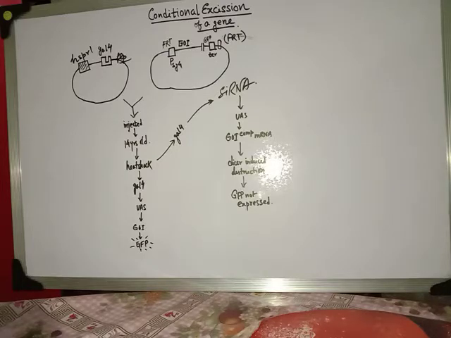So this looks very difficult, and practically it is difficult, but from this perspective it's actually very simple. I will be talking about something known as conditional expression of genes. When I say conditional expression of genes, I mean that under a certain condition a specific gene is expressed, that is, transcribed and translated from the DNA sequence.